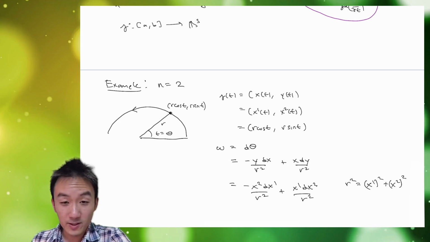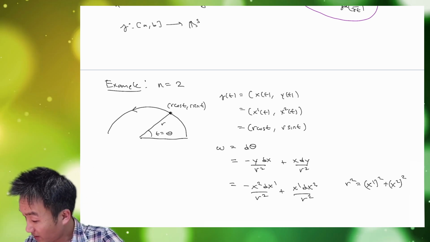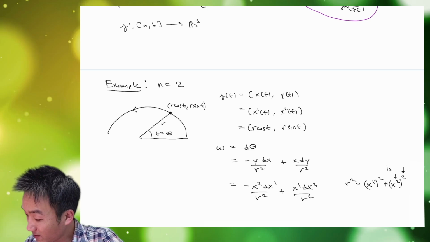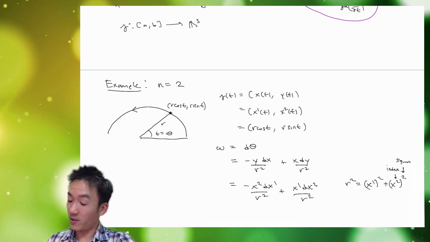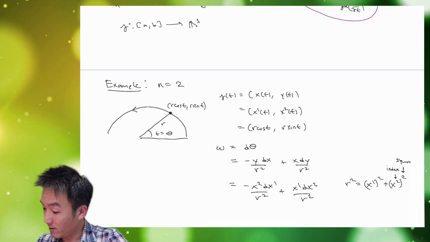Hopefully this isn't confusing. The outer 2 is a square, and this inner 2, that's an index. So I just thought I'd make that remark. But okay, let's move along.